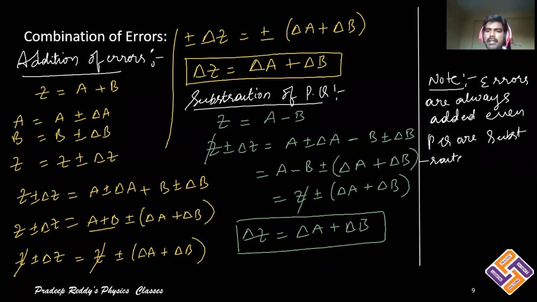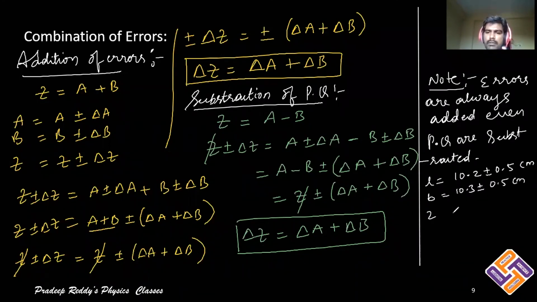Even though physical quantities are subtracted, errors should be added. Remember that. When you are subtracting the physical quantity, most of you will subtract the errors, but that gives you the wrong result. For example, we have L is equal to 10.2 plus or minus 0.5 centimeter. That is the error which we have got measured in L. B is equal to 10.3 plus or minus 0.5 centimeter.